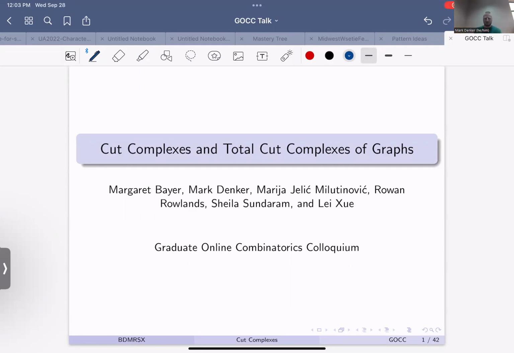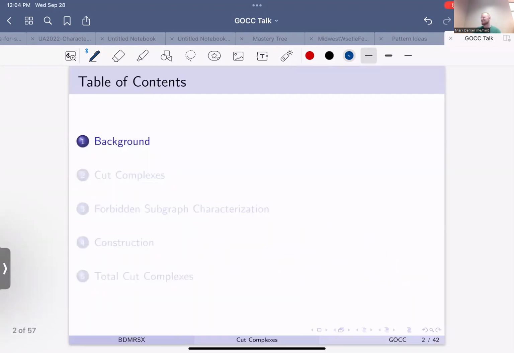So this is my lovely project with lots of collaborators, several of which are currently in the room. So there is Marge Meyer, there is Maria Jelic Milutinovic, Rowan Rollins, Sheila Sundaram, and Lei Shui. And yeah, this has been a wonderful project that we all got together on. Why we have such a large list of collaborators, I'll get to at the end, but let's get started.